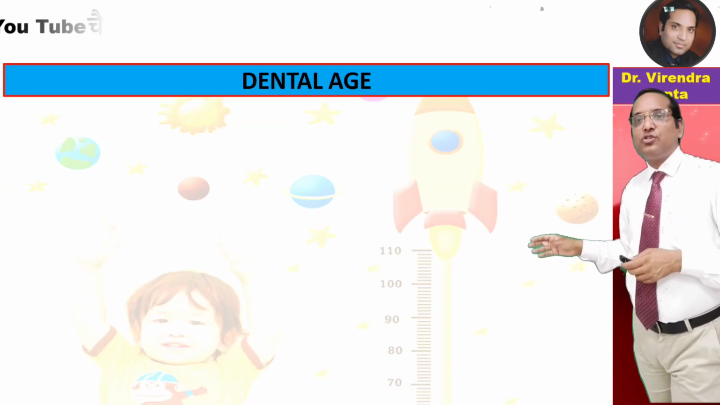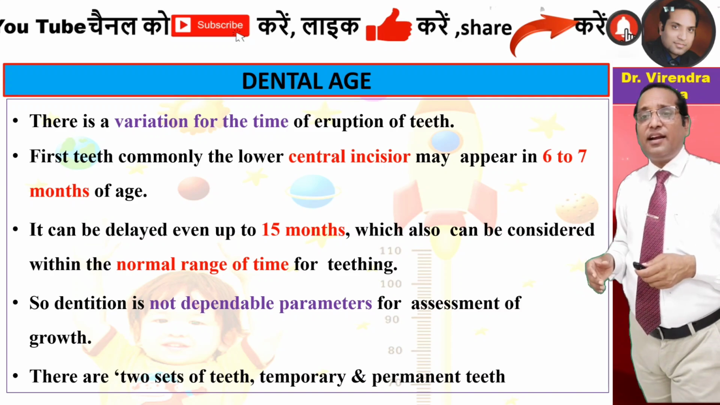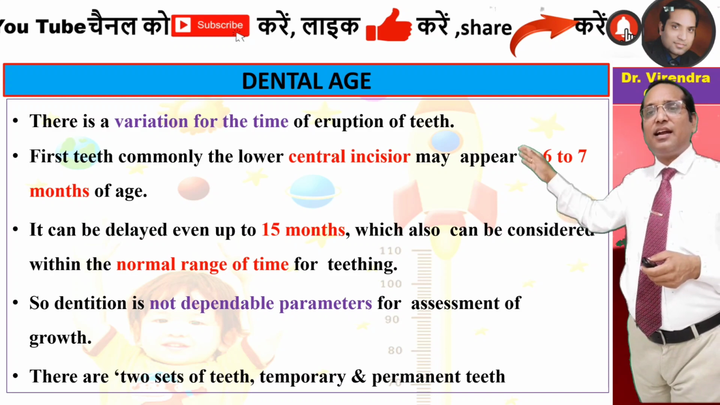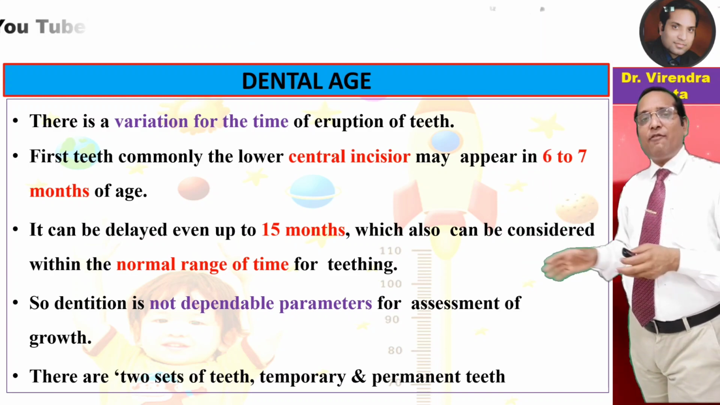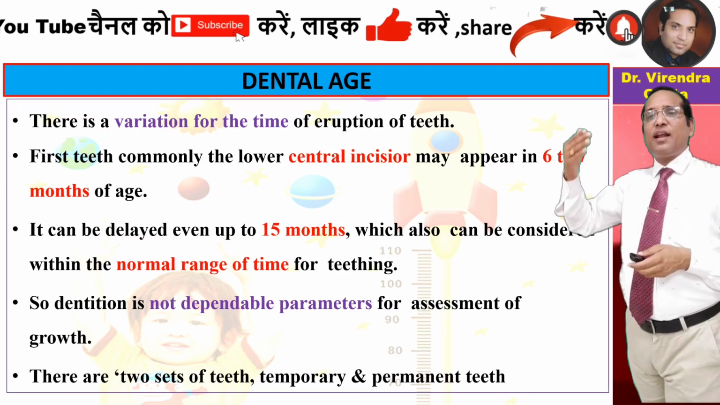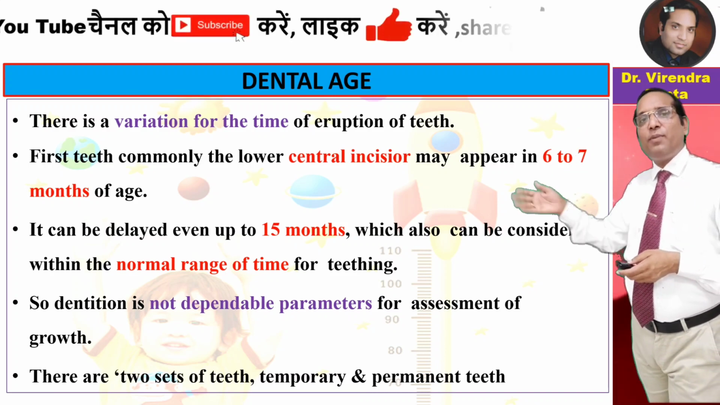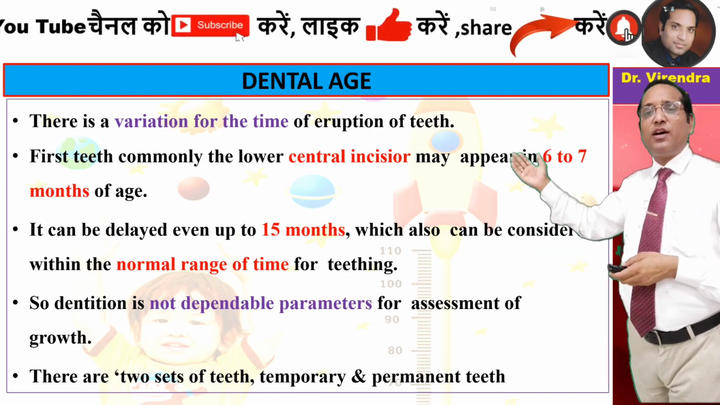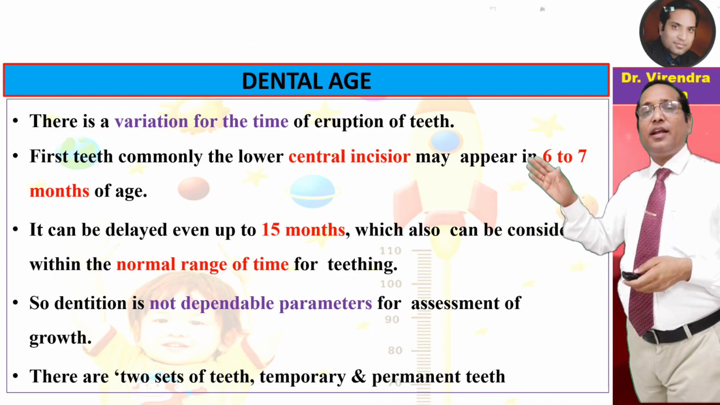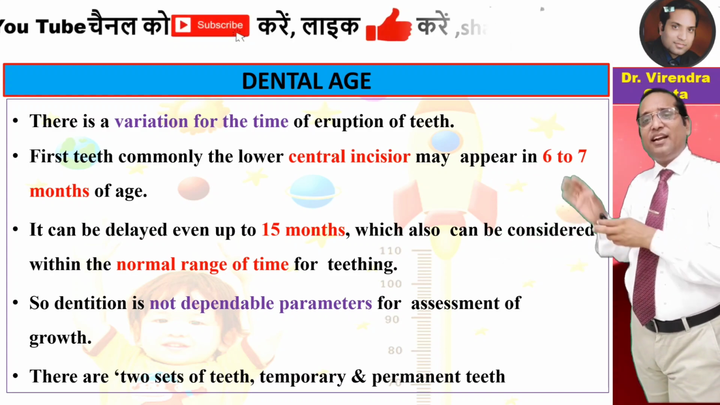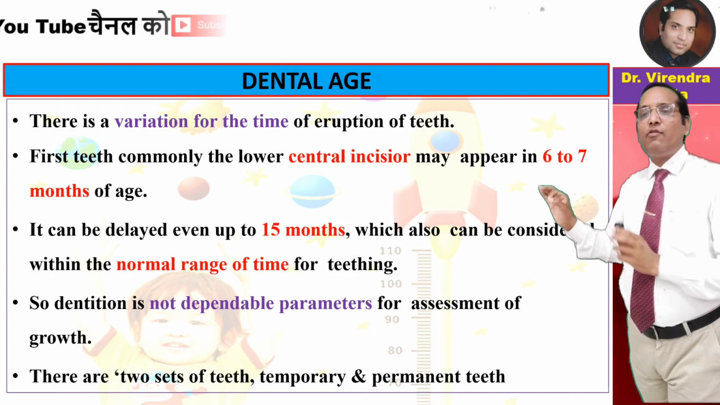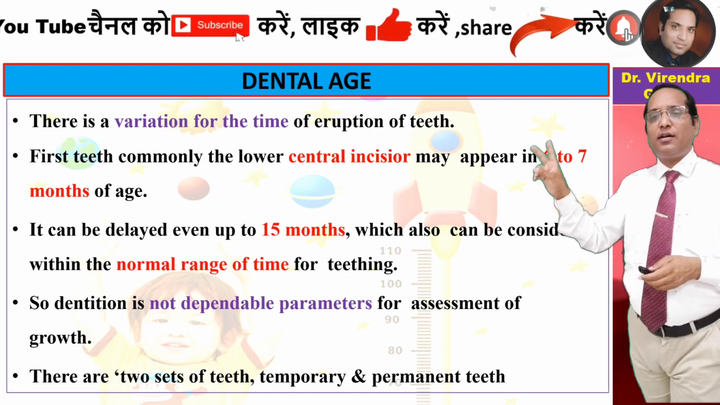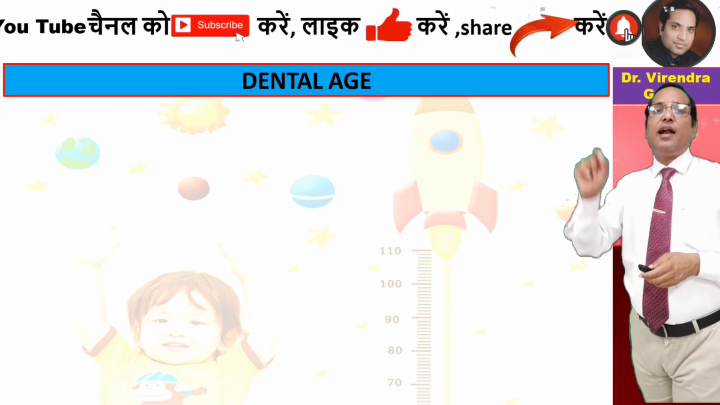lateral epicondyle. So guys, the next parameter is the dental age, for which there is a multiple variation in the time of the eruption of the teeth. The first teeth usually commonly appear as the lower central incisor, which may appear around 6 to 7 months of age, which can be delayed up to 15 months of age in the normal range of the child. So dentition is not a dependable parameter for the assessment of growth, and there are 2 sets of teeth, which are the temporary teeth and permanent teeth.